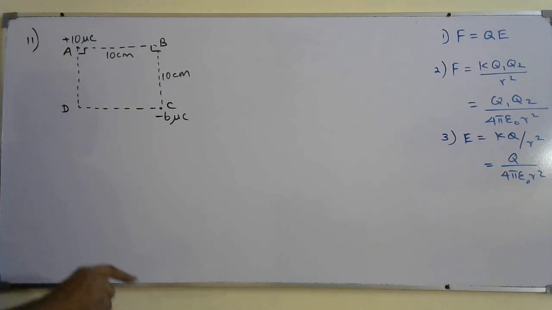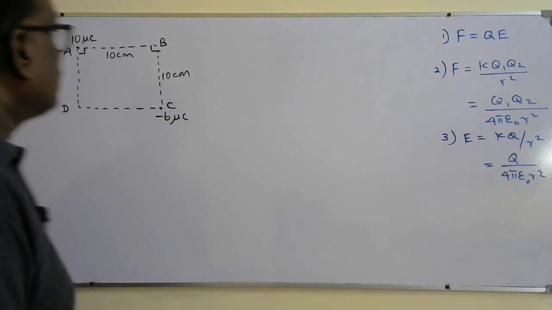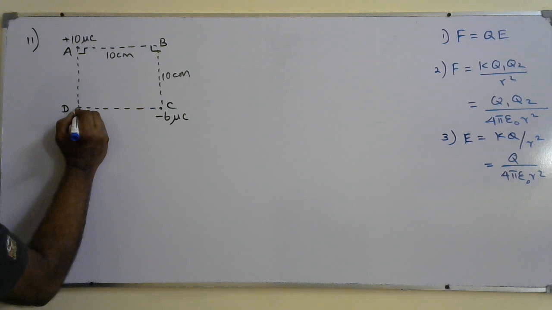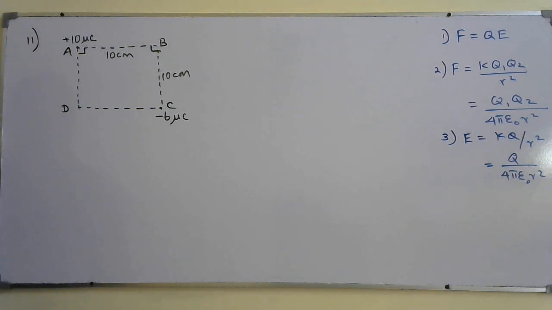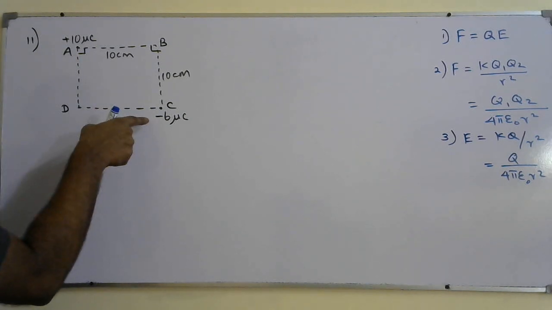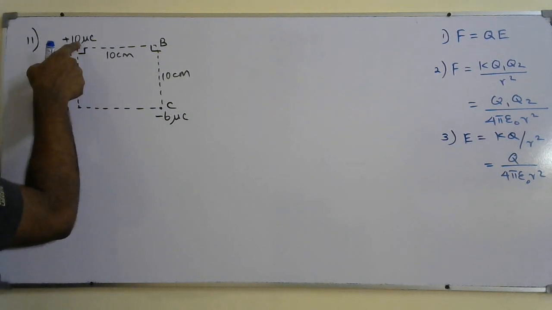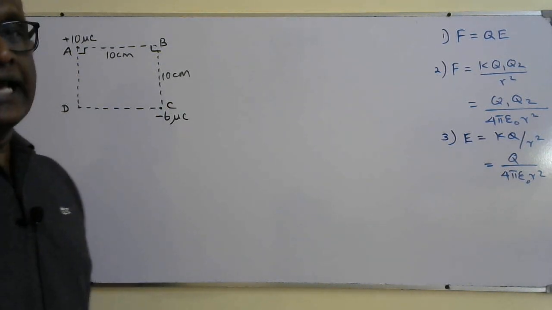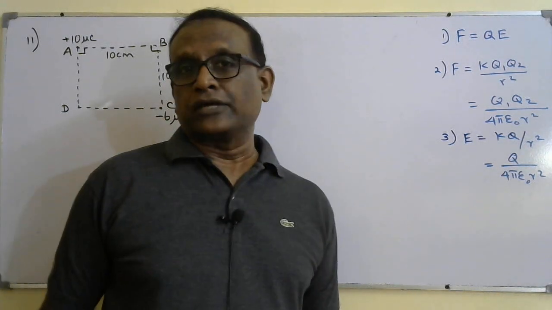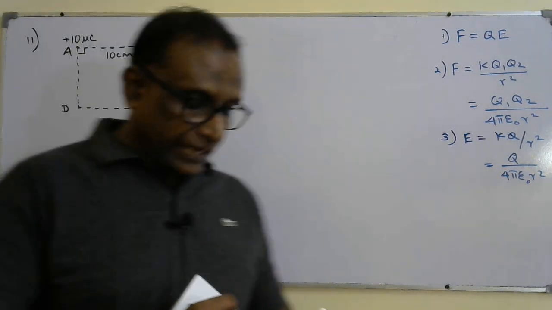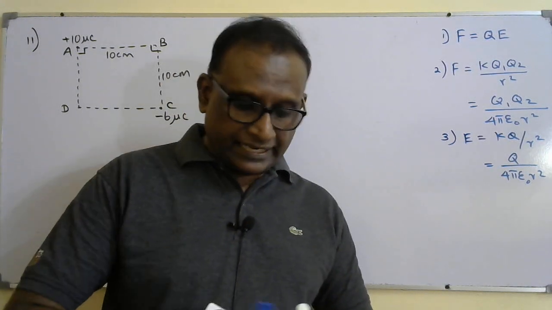ABCD forms a square. The length of a side is 10 centimeters, so these are 90 degrees. The question could be find the electric field strength at point D. So it's a square. On the corners there are 2 point charges kept. At A there is a positive 10 microcoulomb. At point C there is negative 6 microcoulomb. The question could be find the electric field strength at point D, means you need to find the magnitude of the electric field strength and the direction of it.